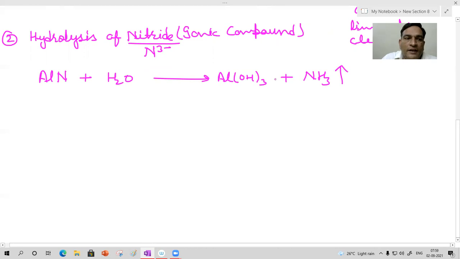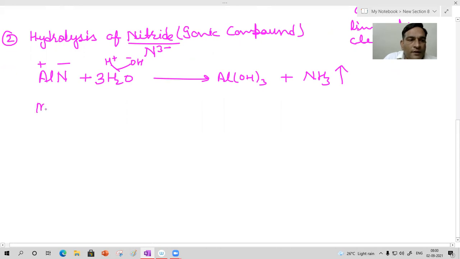In combined state, aluminium always shows +3 oxidation state. It's a plus, it's a minus. In case of an ionic compound, water is treated as H plus and OH minus. Again, ion exchange reaction. Aluminium 1, nitrogen 1, balanced. There are 6 hydrogen, my dear. So we are adding the 3H2O, reaction balanced.